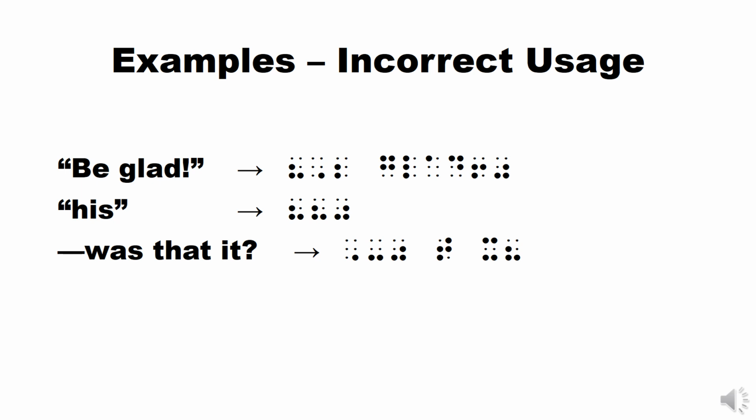Now let's go through incorrect usage examples shown in slide 8. First, be glad is incorrectly written using the lower word sign for be. Here, the quotation mark is touching the lower word sign be, which is not allowed. Second, the word his appears inside quotation marks and transcribed in Braille using the lower word sign for his, or lower h. This is also incorrect since the lower word sign his touches the punctuation. Third, was that it? is incorrectly brailled as was tx8. Here, the dash touches the lower word sign was, which breaks the rule. In all these cases, the correct approach is to spell out the word in full.